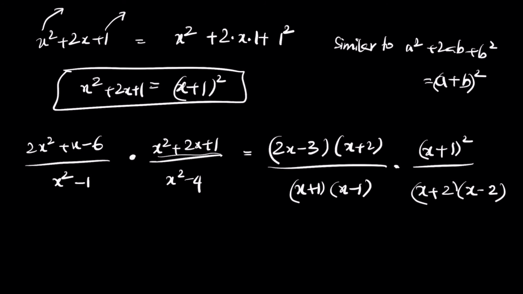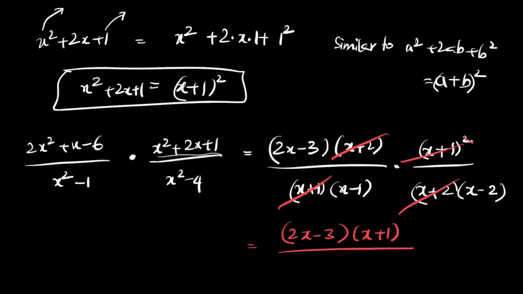Now what is common here? x plus 2 is common. One x plus 1 and one x plus 1 cancel, so we'll be left with another x plus 1. So now write down the final value, which is 2x minus 3 times x plus 1, divided by x minus 1 into x minus 2. Notice that only one x plus 1 cancelled. So this is the simplified rational expression.